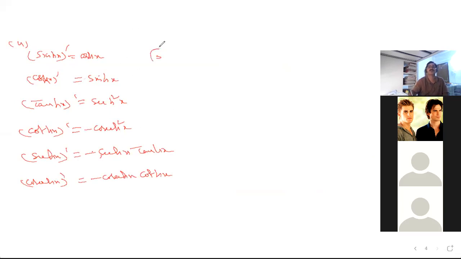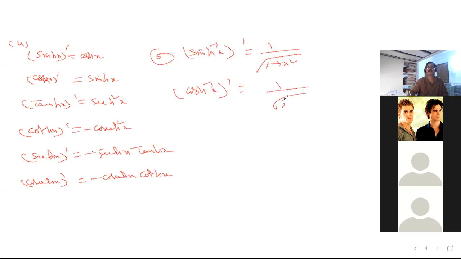Right now, the next one is hyperbolic inverse, not to forget about this. Sin h inverse x dash can be written as 1 by root of 1 plus x square. Cos h inverse x dash is also the same but a little different: 1 by root of x square minus 1. And tan h inverse x is 1 by 1 minus x square, and cot h inverse x is also 1 by 1 minus x square.